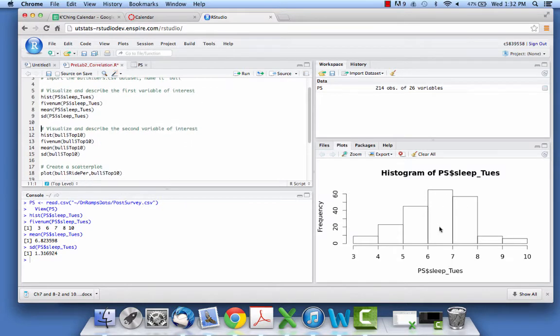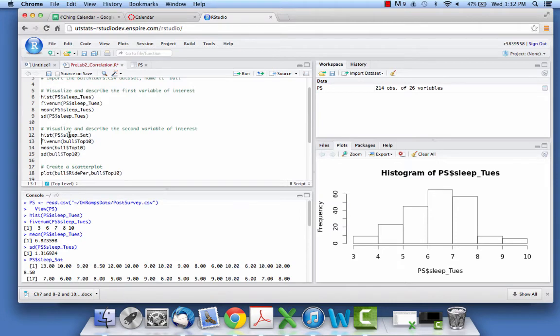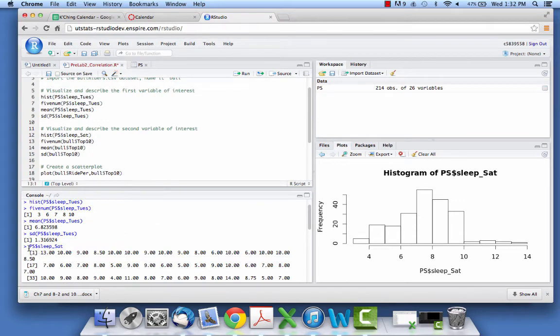Okay, so that's our first variable, Sleep Tuesday. Then we're going to look at Sleep Saturday. That's our second variable of interest. And hopefully that's capital S, lowercase a. That was strange. Oh, because I highlighted that, it just ran that instead of the histogram. Okay, so there's a histogram. Not totally non-normal, but less normal than the last one.